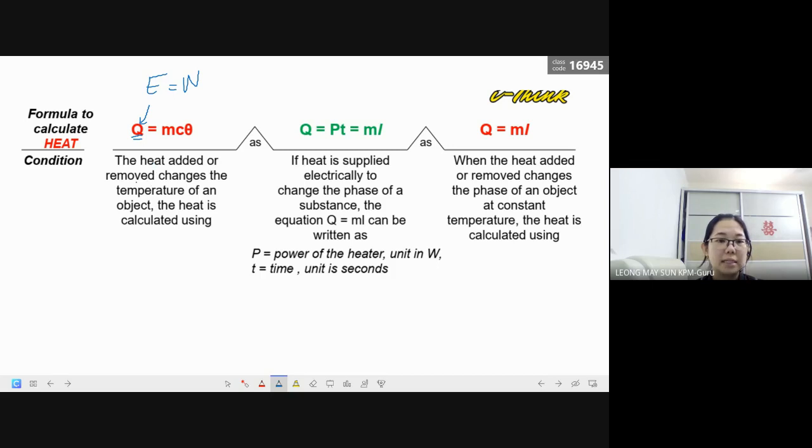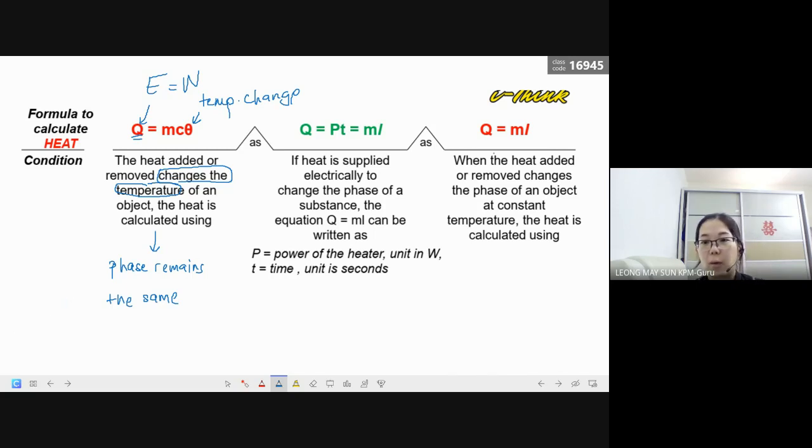So when the heat is added or removed and the temperature changes, the heat is calculated using this formula. In other words, because there's a Q, that means there's a temperature change. And this formula is for when the phase remains the same, which means that the temperature changed, but it's still solid, or still liquid, or still gas. So we use Q equals mc theta.